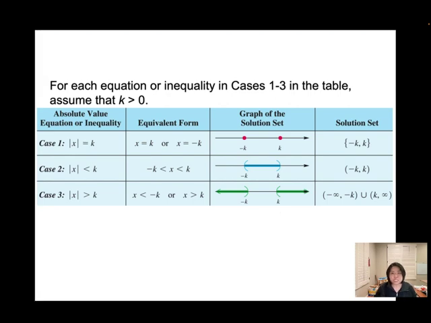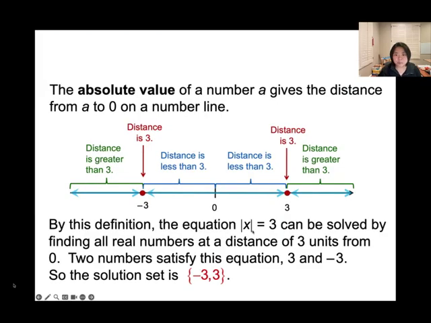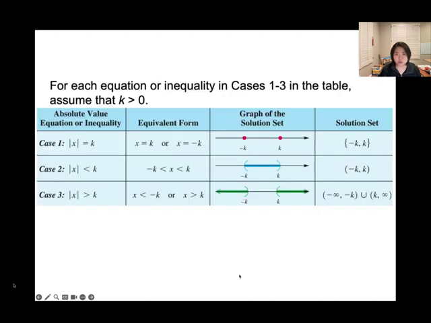And for each equation or inequality, in cases 1, 2, 3 in the table, assume that k is greater than 0. Case 1. When I have absolute value of x equal to k, a positive value, then that means x equals positive k or x equals negative k. Just like the previous example, absolute value of x equal to 3, x can be equal to negative 3 or positive 3. So when I graph the solution set, I'm going to have a dot at negative k and k here. So this is going to be my solution set.